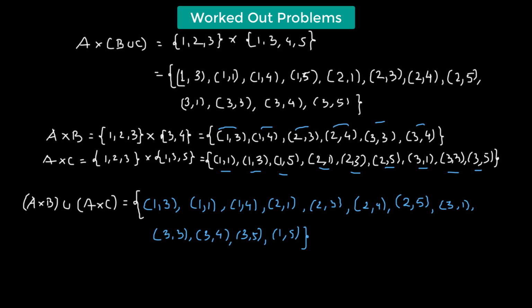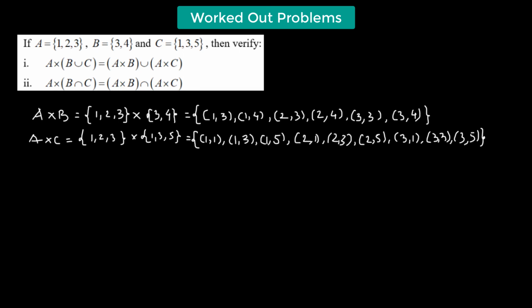Now let's work with the second part. This time let's begin with the right hand side. We can use the result from the previous one. So let me pull it up. This was the result obtained in the previous question. So we already have the values of A cross B and A cross C. Let us find the intersection of the two Cartesian products. So we have A cross B intersection A cross C. Intersection means we have to pick up the common elements present in both sets.